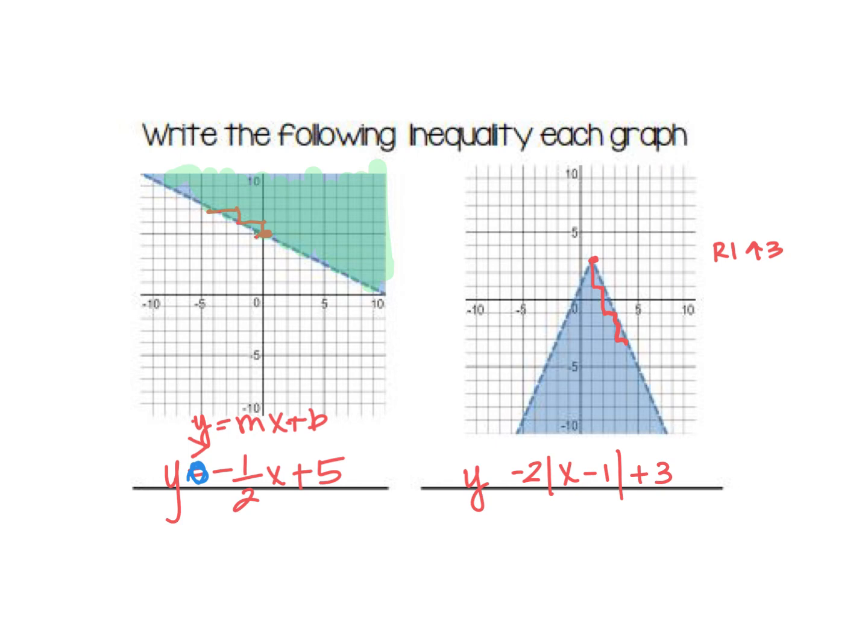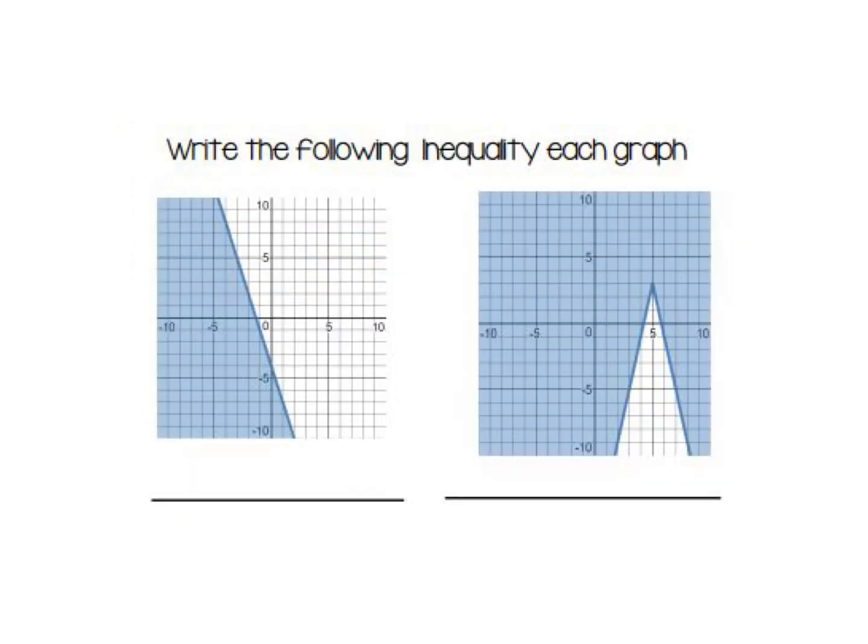Then for the symbol, looking at the shading, I ask myself, what's shaded? What's shaded are the y values that are under or below. So these are all y values that get smaller, which would mean the inequality would be y less than -2 times the absolute value of x minus 1 plus 3. Again, no line underneath because of the dashed graph.